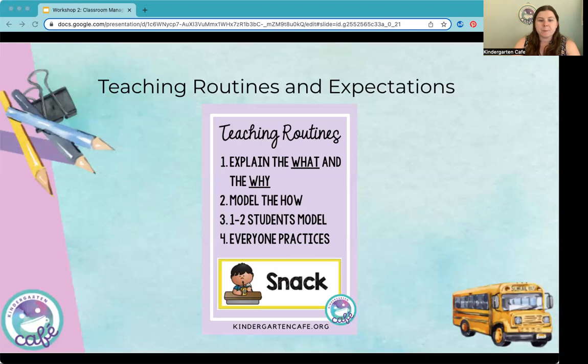I'm just making sure I said everything. Okay. If there's any other questions, I'll move on, but we will talk a ton more about this idea of setting up routines and expectations in the next workshop as well.